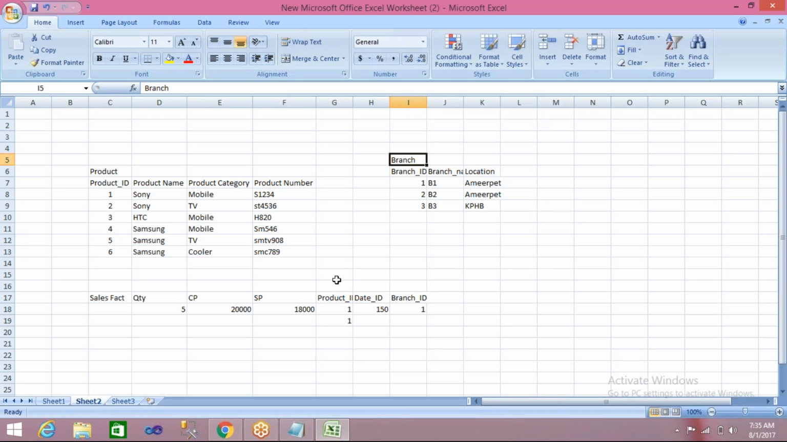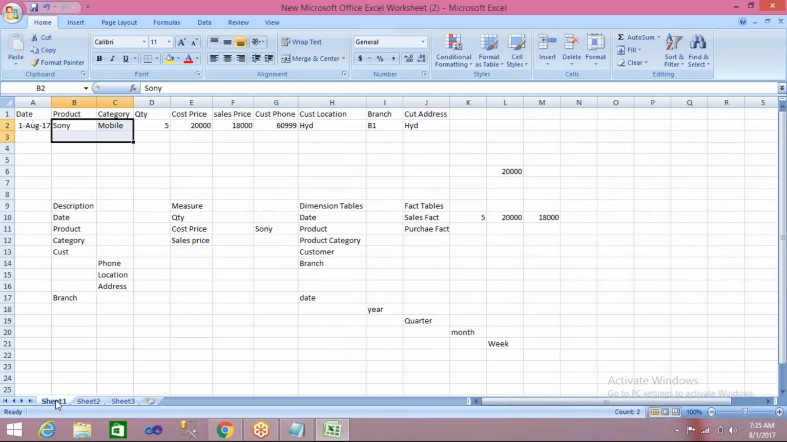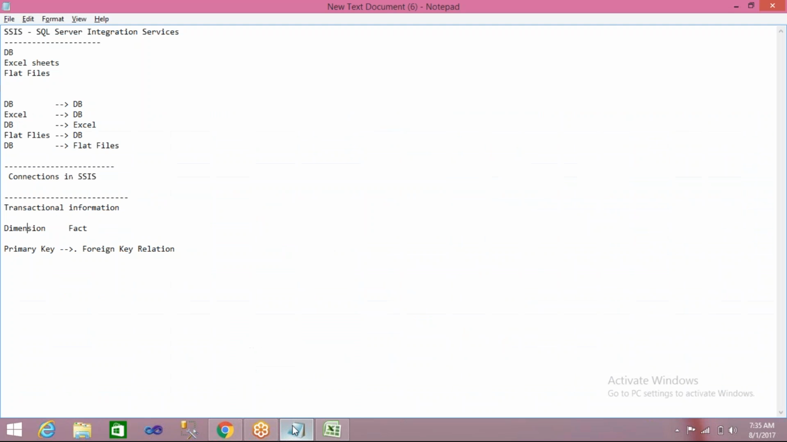How are they joined? They will join based on the branch ID. What is the common column here? This is the primary key and this is the foreign key. Based on this they will join these two tables, and then it will pick the result. In a similar manner we load the data into the data warehouse.